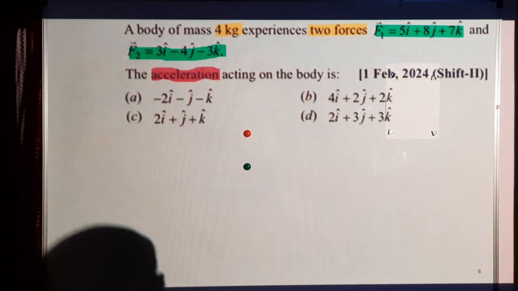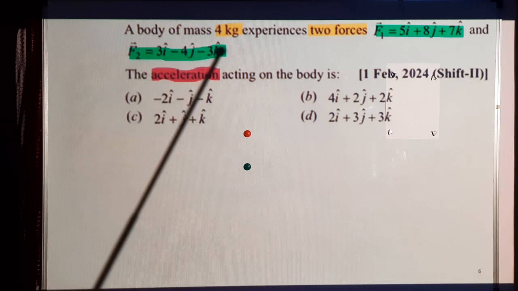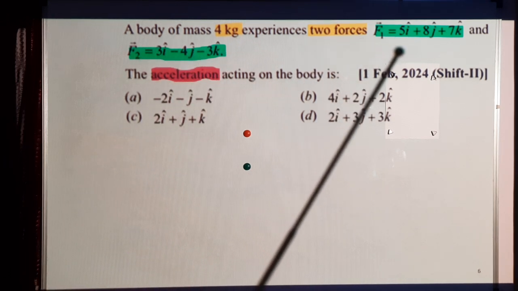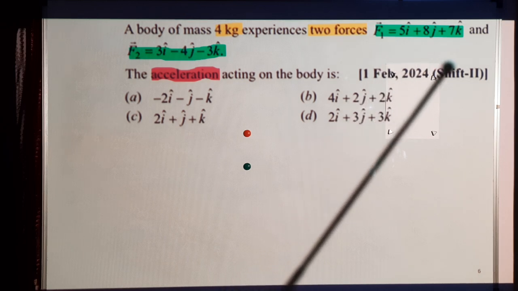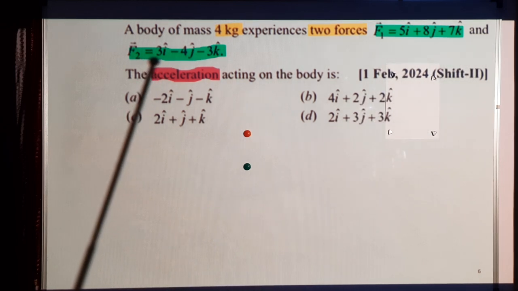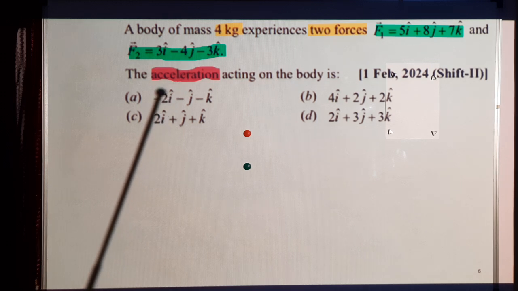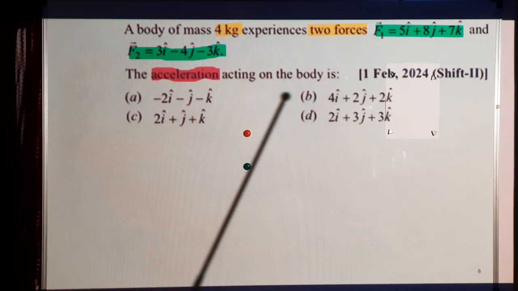Next question. A body of mass 4 kg experiences two forces, F1, 5 i cap, 8 j cap, 7 k cap, and F2, 3 i cap minus 4 j cap minus 3 k cap. Acceleration acting on the body is. You can pause and try this question.